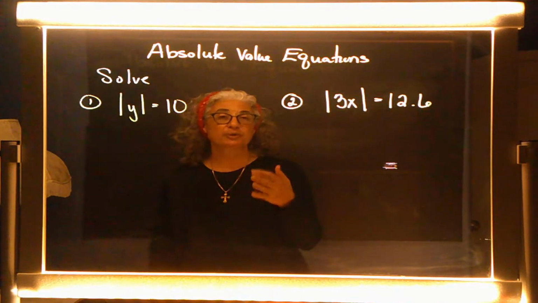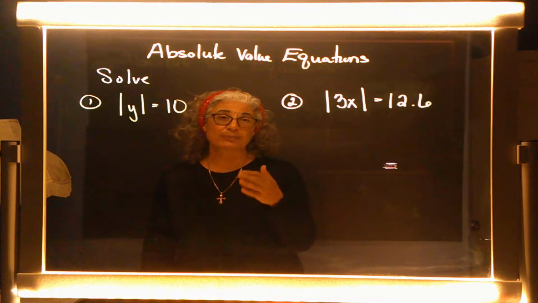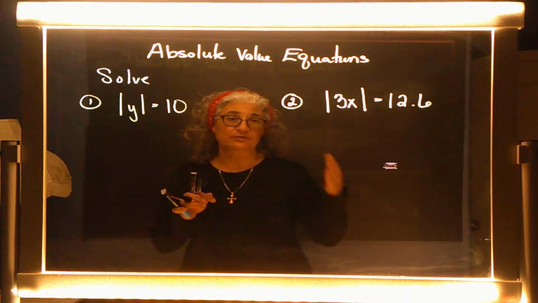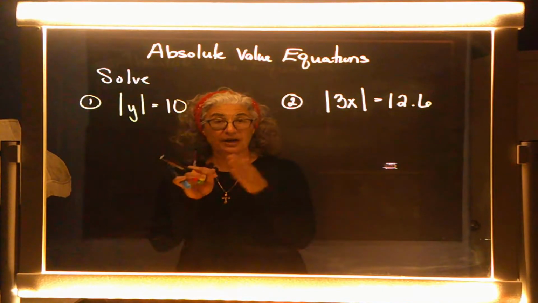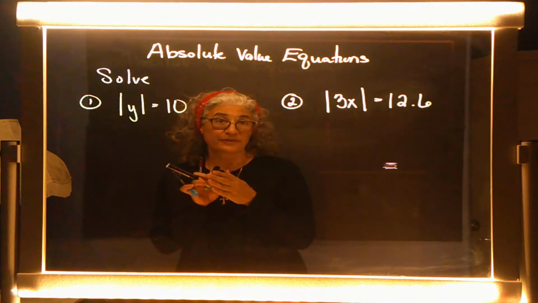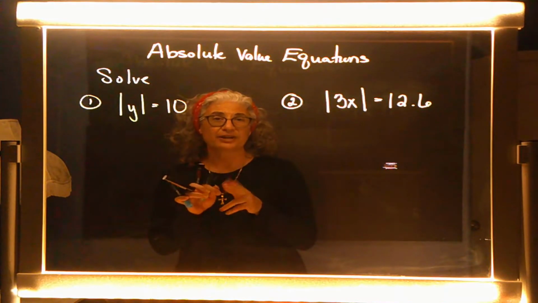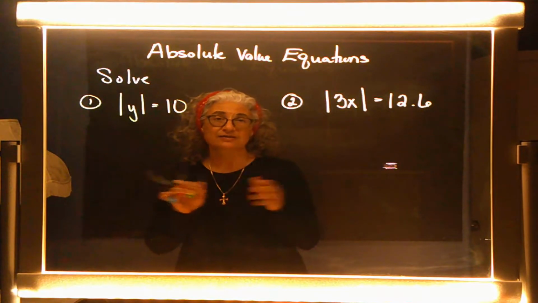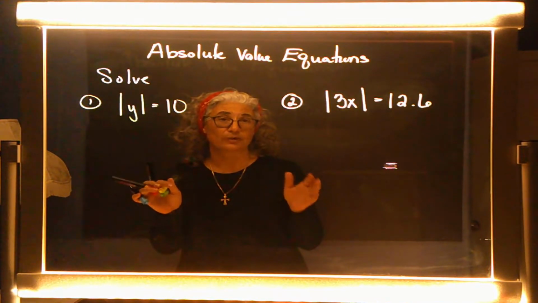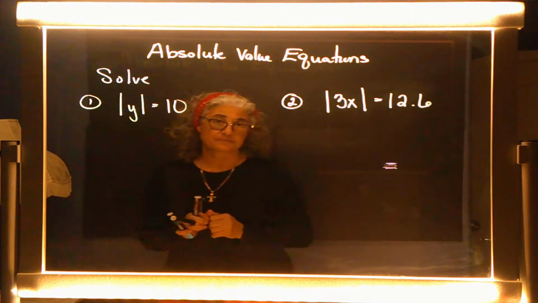Okay, so you need to remember the definition of an absolute value. Absolute value actually represents the distance a number is from 0. So if you have positive 3, that's 3 units away from 0, isn't it? Well, if you have negative 3, that's also 3 units away from 0. That's why you always get a positive answer, because it represents a distance. Okay? Okay, so over here, problem number 1.